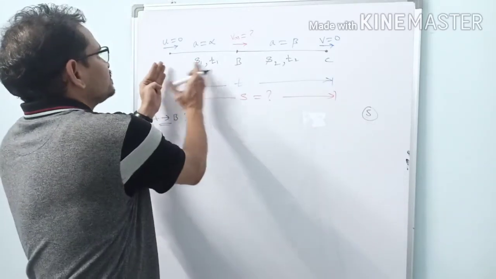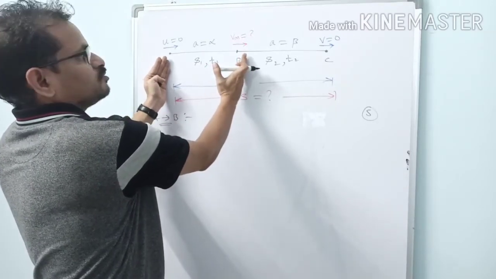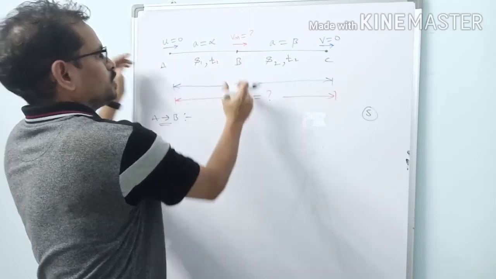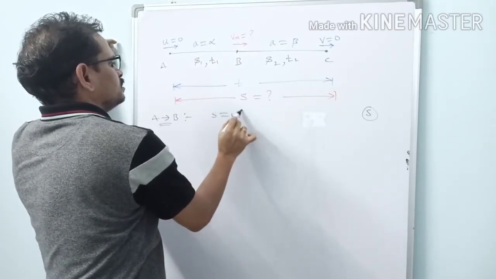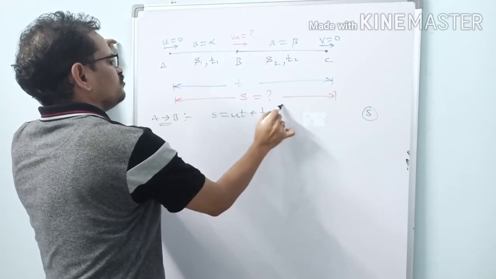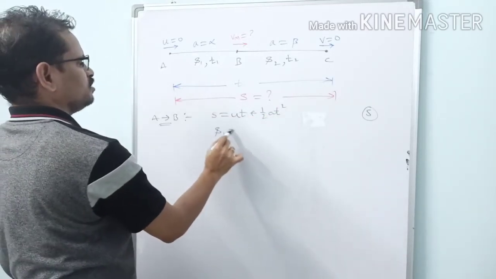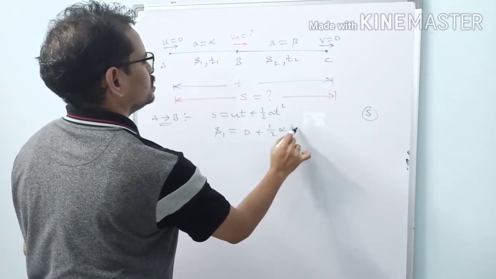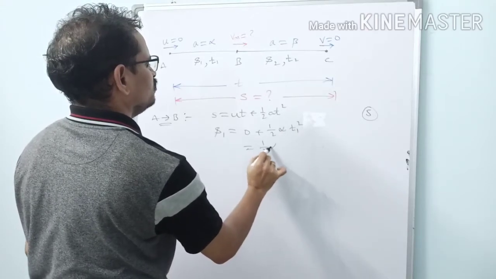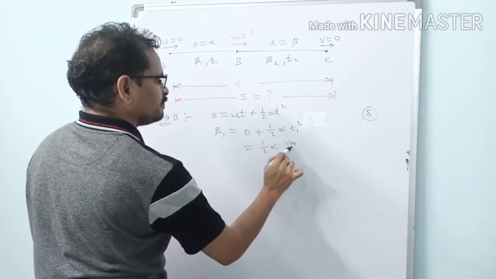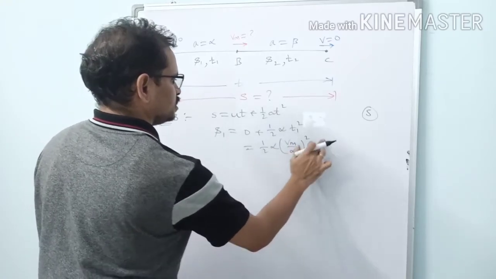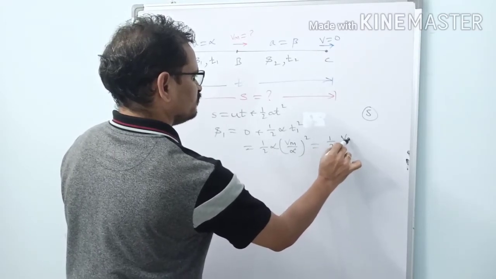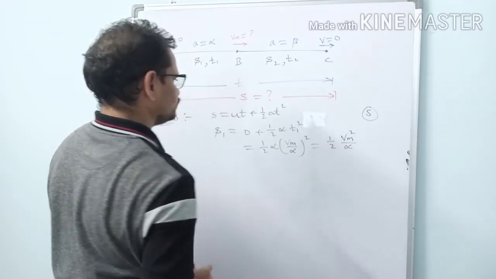So we are using s here. Do you know the time? Yes, we got the time previously, so we can use that. You can use s equal to ut plus half at square. So s1 equal to, what is u? 0, plus half alpha, t1 square. So this is equal to half alpha, what is t1? Vm by alpha, whole square. Alpha cancels, so this is equal to half Vm square by alpha.